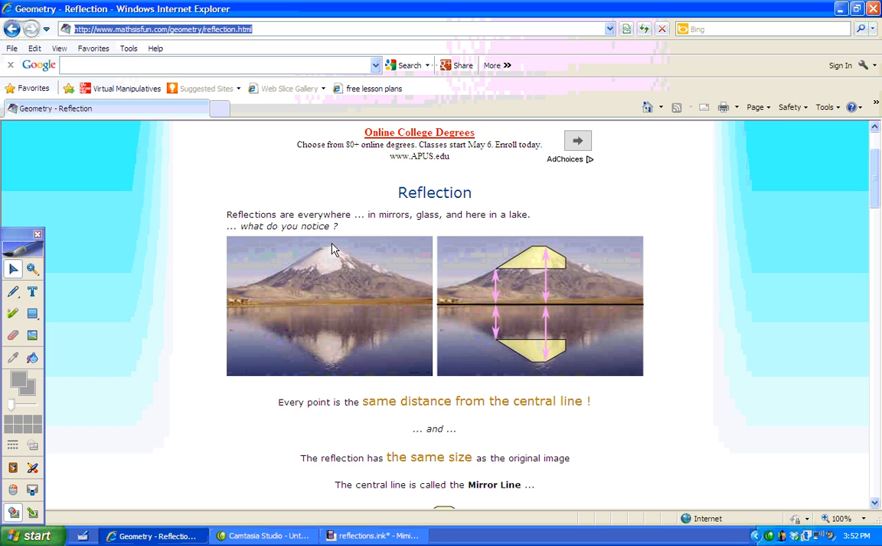Regardless of whatever it is, they are the same distance away from the line that reflects them, the mirror line that we talked about. In this picture right here, this would be the mirror line, and it's reflecting the snow cap into the water. Do you see how it's the same distance from here and here and here and here, and it just flips the image over the mirror line.